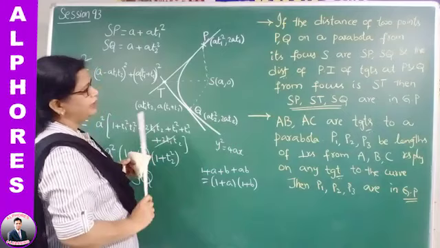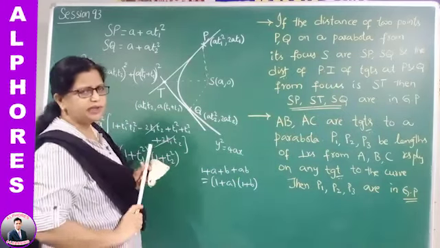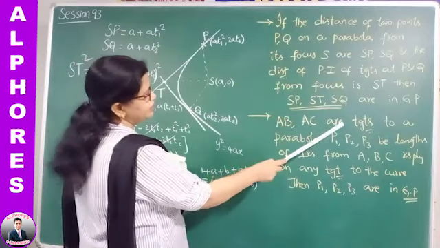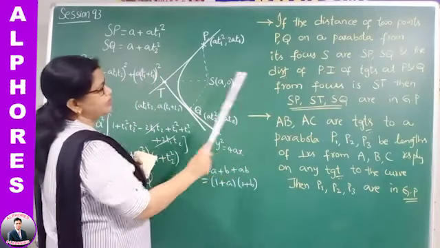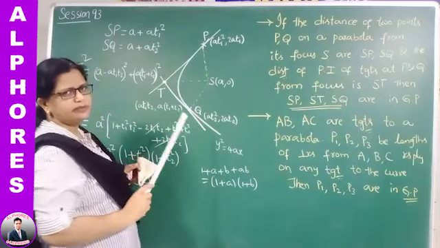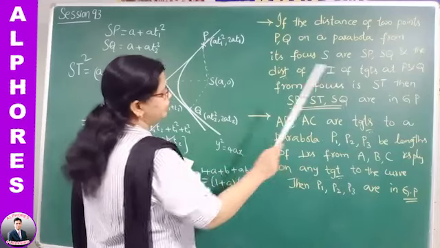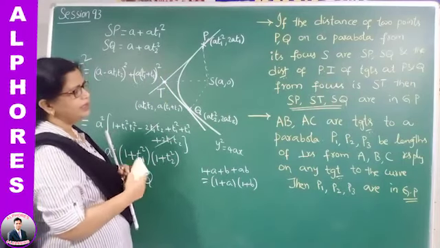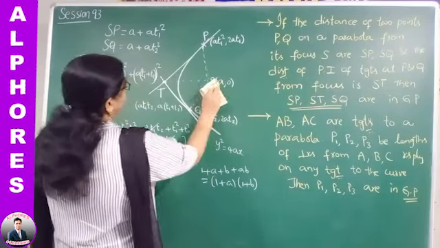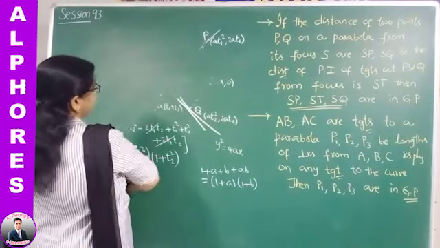And now let us observe, students, the other one. What is the other one? The other is AB and AC are tangents. AB and AC are tangents drawn to a parabola. To a parabola, two tangents are drawn. That means just like this, two tangents are drawn. And next, P1, P2, P3 are the lengths of perpendiculars drawn from three points A, B, C respectively on any tangent. Okay, students, so observe the data clearly.